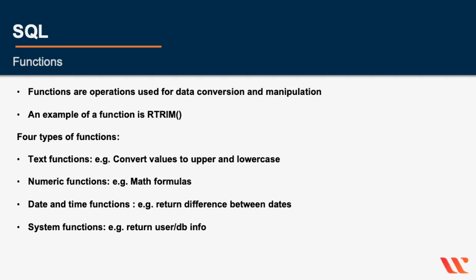Date and time functions, for example, are for when you want to get the number of days between two separate dates, or change the format of a date, or retrieve only the day or just the month of a date, and so on. And system functions, finally, are those that are more administrative, like getting the username of a person or their role, or retrieving information about the database.